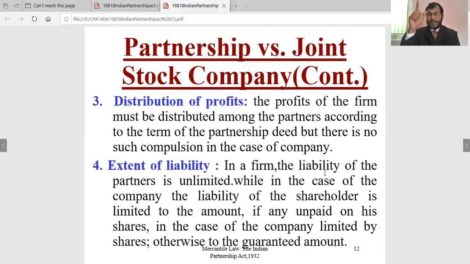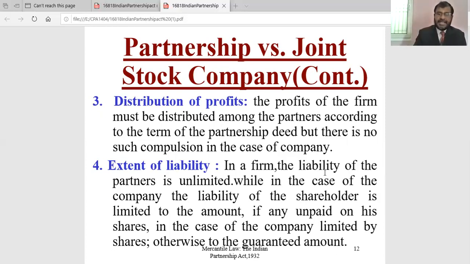Okay, distribution of profits. Third parameter. We will compare between the partnership and the corporate. Third parameter is the distribution of profits. The profit of a firm must be distributed among the partners according to the terms of the partnership, but there is no such compulsion in case of a company. It is very clear. Profit has to be equally distributed among the partners. There is no such compulsion in a corporate sector.